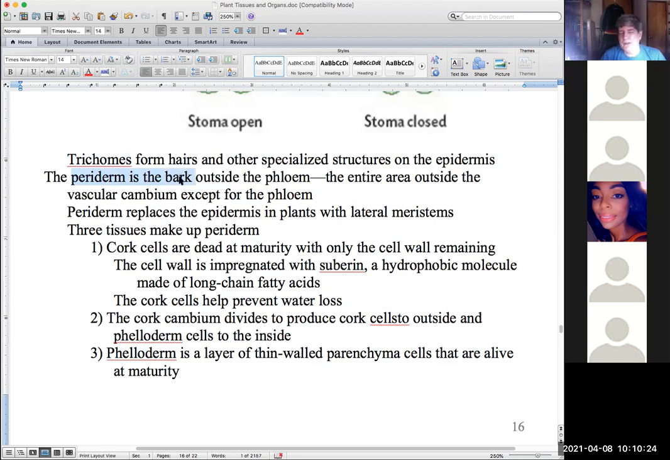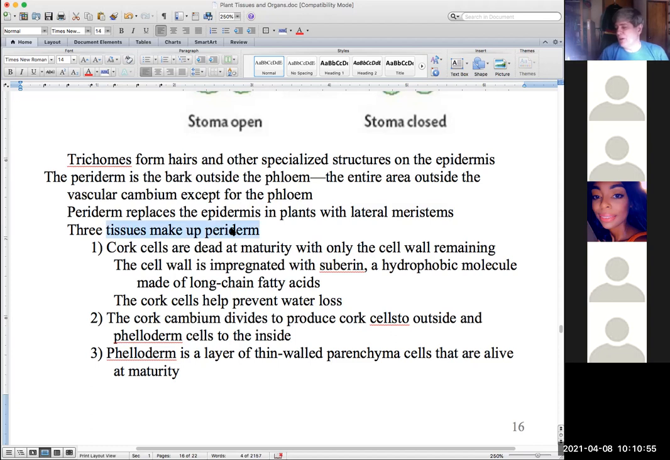Now remember, the periderm is the bark outside the phloem, and it's the area that is going to replace the epidermis if we're talking about a woody plant. So we only find periderm in plants that have lateral meristems. And there are 3 types of tissues, or 3 types of cells, if you prefer, in the periderm.